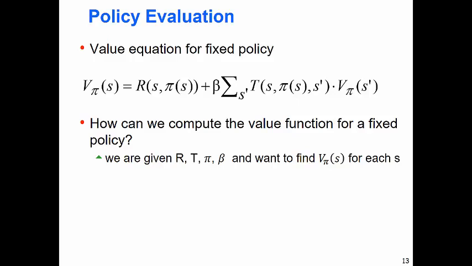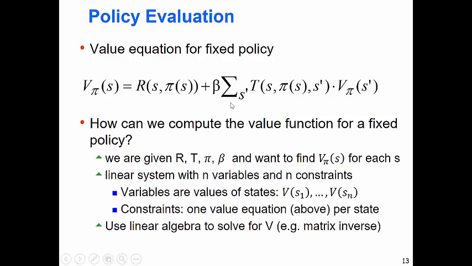So how many variables are there? There are n variables, right? One for every state: V pi of s1, V pi of s2. And how many equations are there? n, right? We can write this equation down for every state. So we'll have one equation where s happens to be s1, and on this side you're going to have all the variables, because we're summing over all the states. But there are n variables, n constraints, and n linear equations. And what do we know about that type of system?